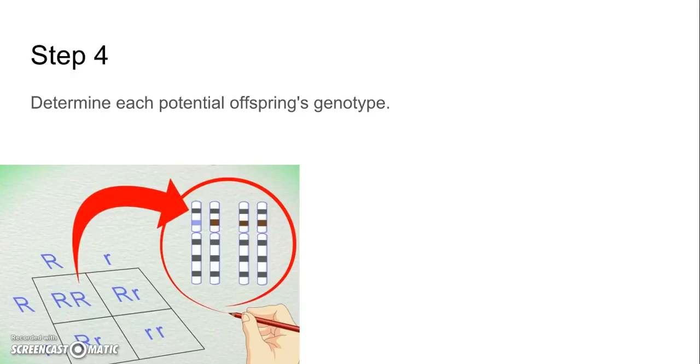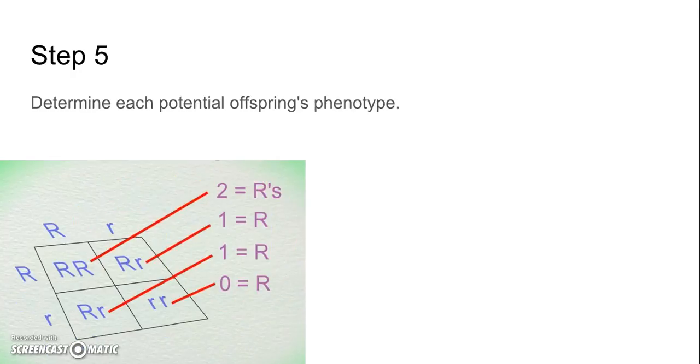There are situations where it gets more complicated than that, however, especially when you're determining each potential offspring's phenotype. Knowing what the gene is and what sort of dominant recessive characteristics the different forms have is important.